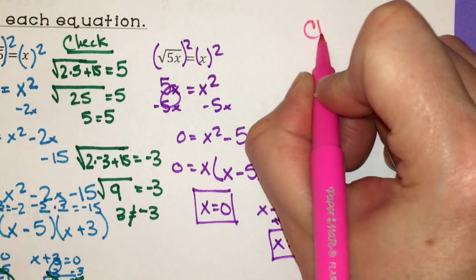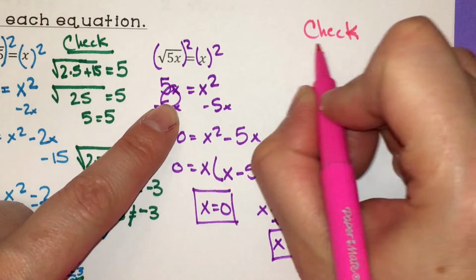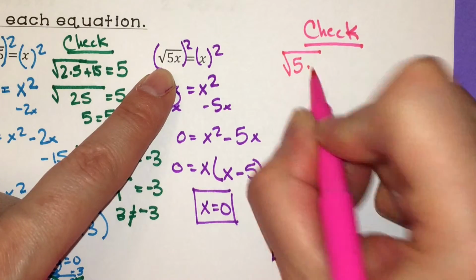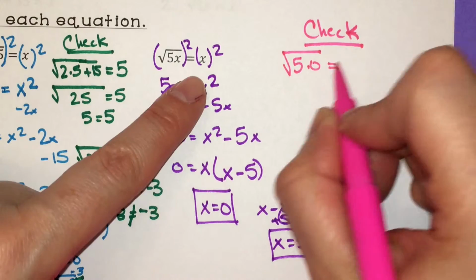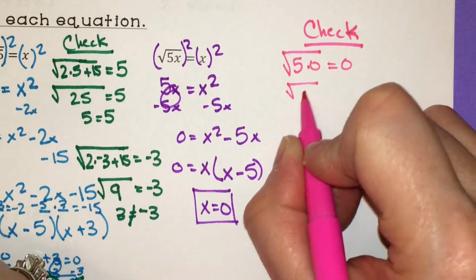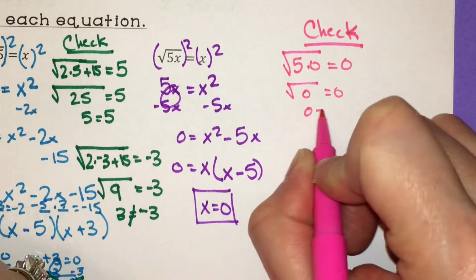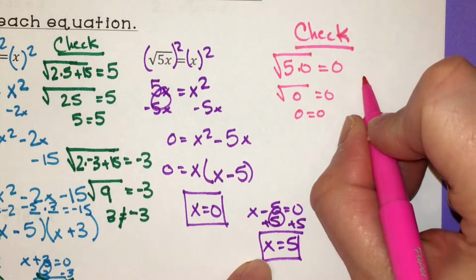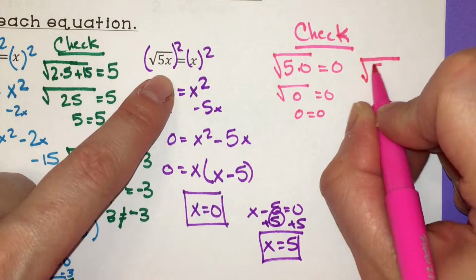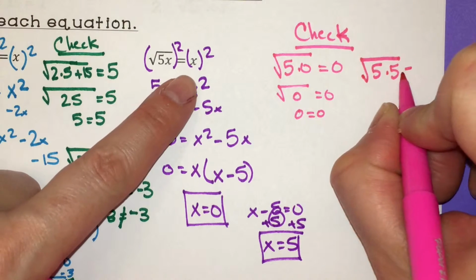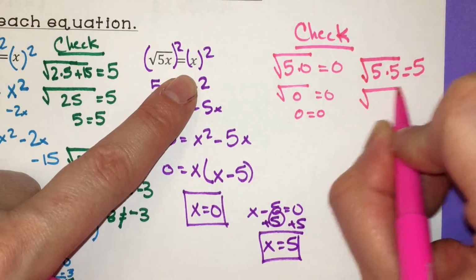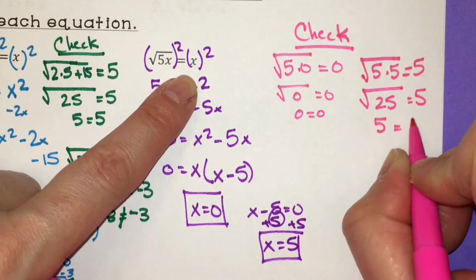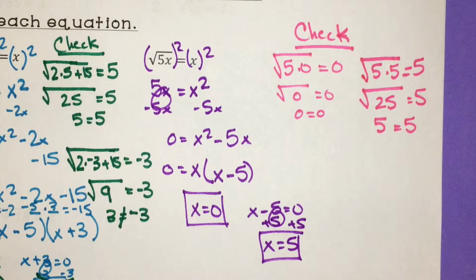So here's my check. Okay, plug it into the original problem. Square root of 5 times x, I'm going to do 0, is equal to 0. Square root of 5 times 0 is 0. Square root of 0 is 0. Because the two sides are equal, I know this works. Now I'm going to plug in this. I have the square root of 5 times my x value, 5. That should equal 5. Square root of 5 times 5 is 25. Square root of 25 is 5. And because the two sides are equal, that means both answers actually work.